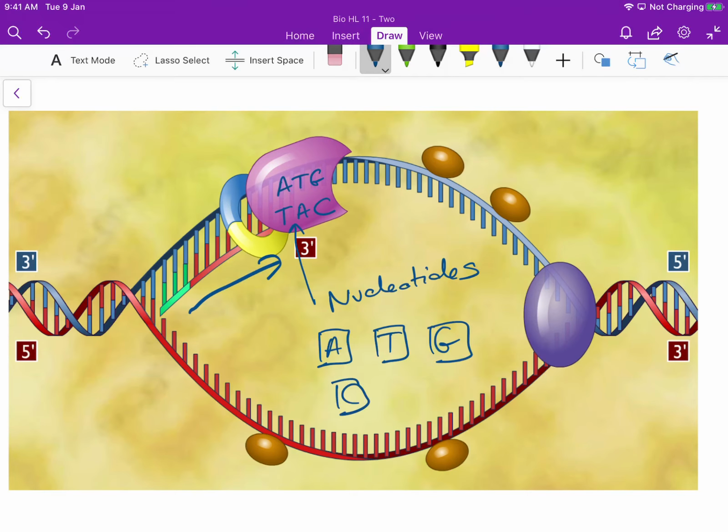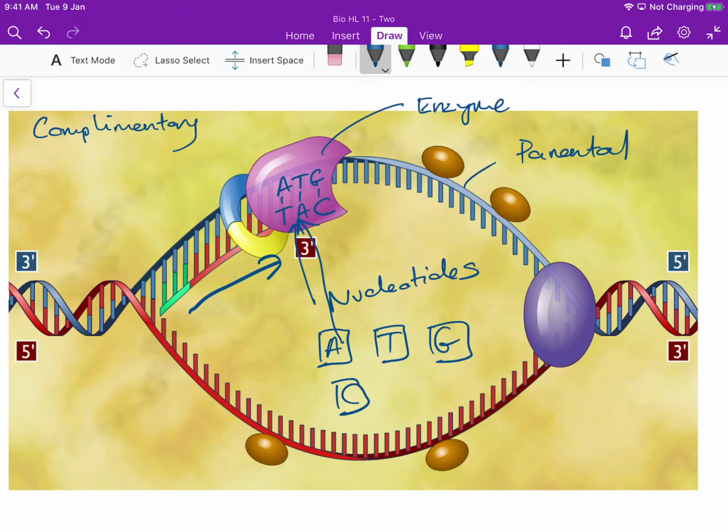They float around, and because this is an enzyme, when the correct nucleotide hits the active site, it will be incorporated and now will form these new bonds. So through hydrogen bonding between the correct nucleotide and the parental strand, through complementary base pairing, we're going to create a new strand. So it's just going to keep moving along in this direction.